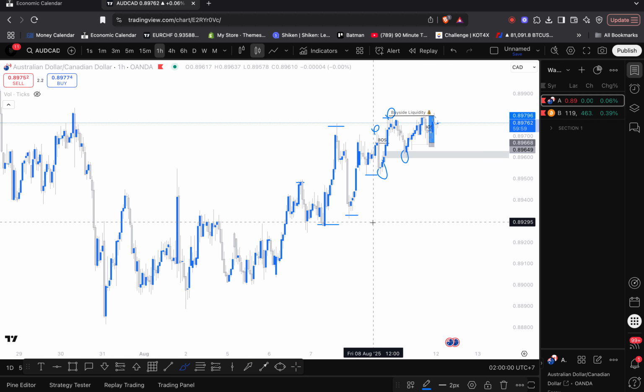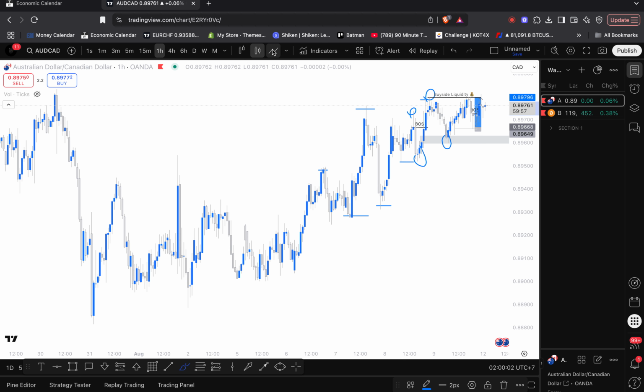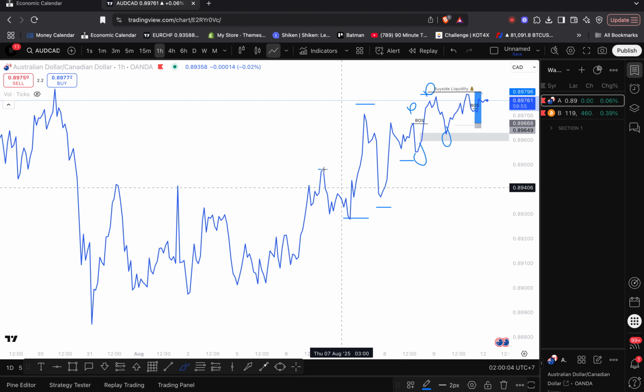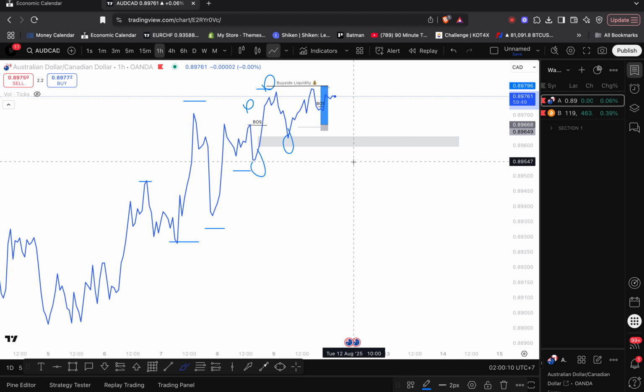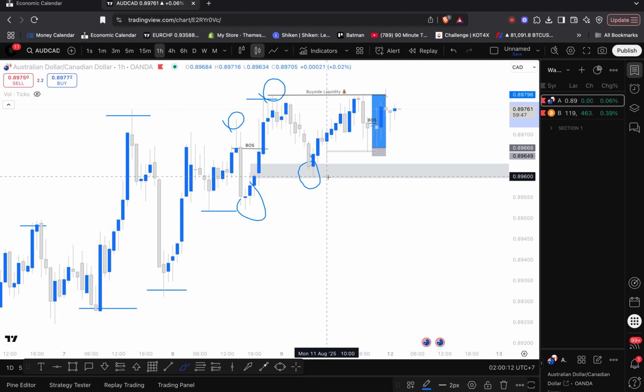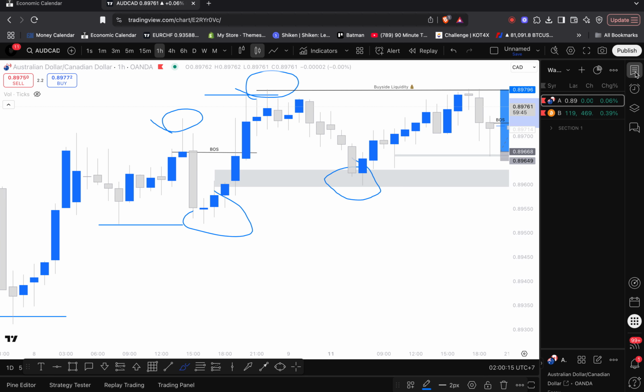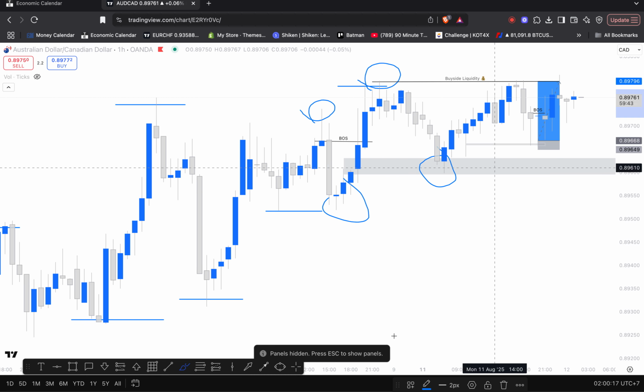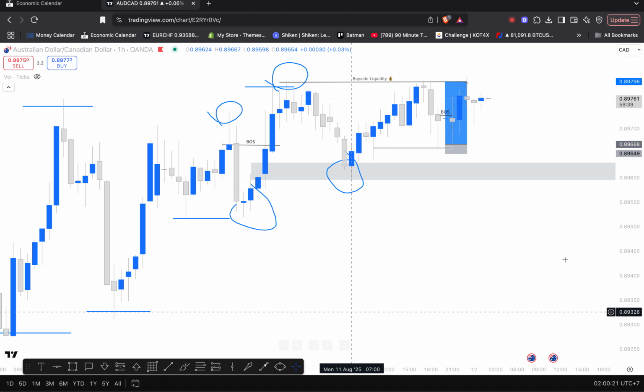Because we have a high, right? If we turn the chart to a line chart, we have a high, low, high, low, high, low, higher highs, higher lows, right? Thus, we are bullish. And those blue circles that you see right there on the screen are highlighting the highs and lows that maintain this market structure right here.